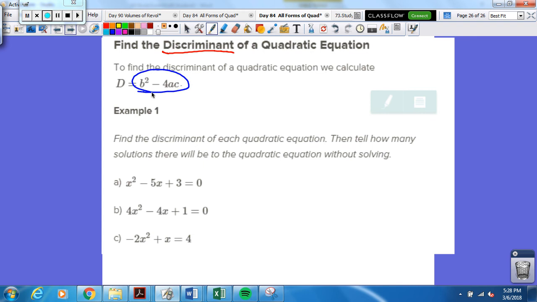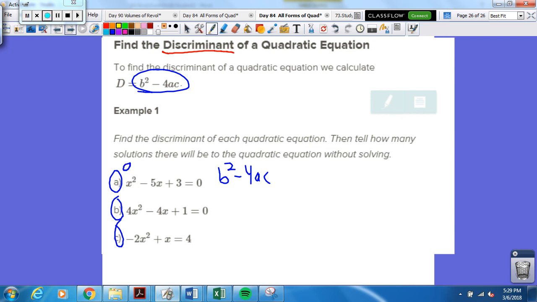Let's get into some examples. A, B, and C. Okay. So let's see how many solutions there are going to be. So I'm going to just sort of see what my graph is going to look like. So all I'm going to do here is I'm going to get my discriminant going. So b squared minus 4ac.